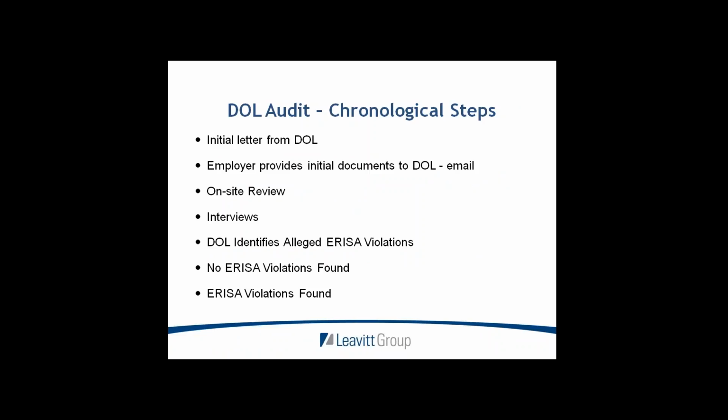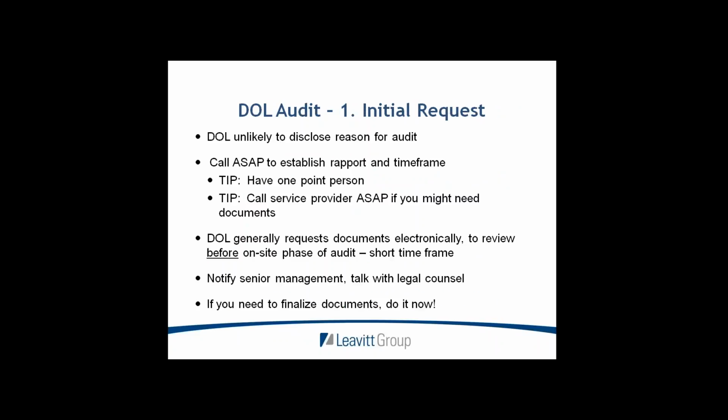So briefly on the DOL audit, the chronological steps: there's an initial letter from the Department of Labor. You provide those initial documents, and it could be by email. There's an on-site review. The DOL auditor can interview benefits people or people at your site. Then they either identify alleged ERISA violations, or they give you a letter that says no ERISA violations were found, or they give you a letter that says they were found.